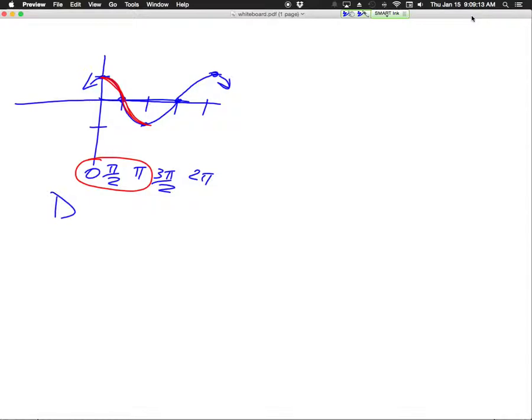for regular cosine, what is the domain? What did we just say? 0 to pi. What about my range? -1 to 1. So now we're ready for inverse cosine. This is what you want to write down.